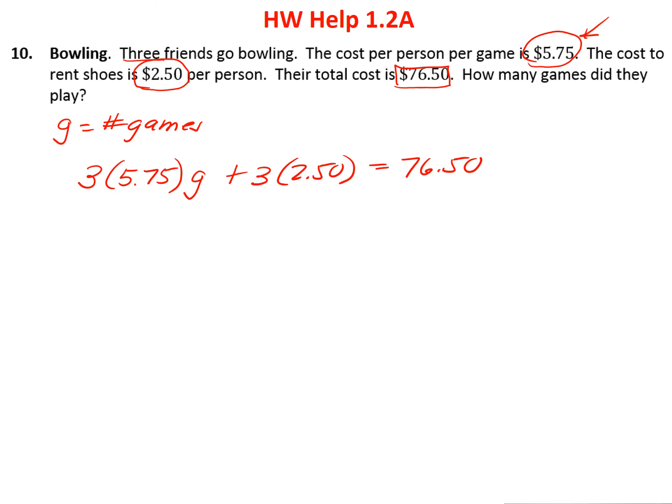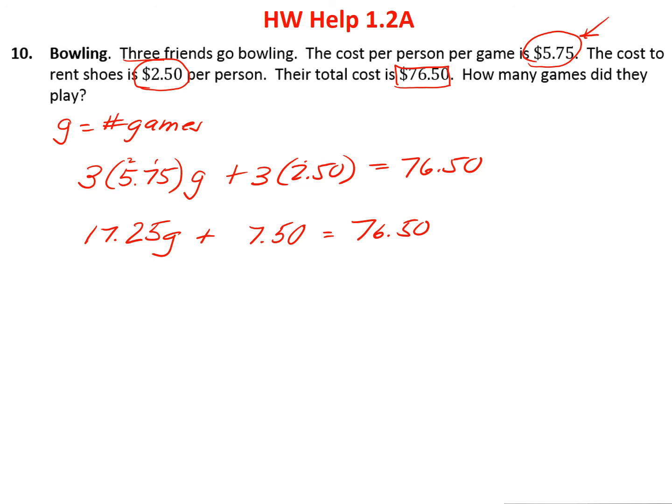3 times $5.75. 3 times 5 is 15, carry the 1. 3 times 7 is 21, plus 1 is 22, carry the 2. 3 times 5 is 15, plus 2 is 17.25g, plus 3 times 2.50. 3 times 0 is 0. 3 times 5 is 15, carry the 1. 6 plus 750 equals $76.50. Now, if you look at this closely, you recognize we just simply have a 2-step equation. The number of games is being multiplied by 17.25 and then adding 7.50.